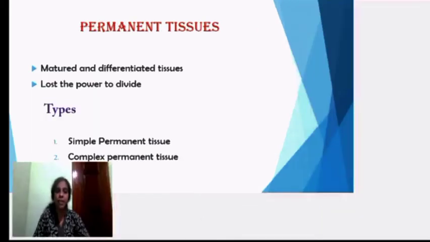Next come the permanent tissues. The meristematic tissues, when they divide and grow and attain maturity, will be differentiated into different types of tissues and they will lose the power to divide. These different types of tissues, when they lose the power to divide, are called permanent tissues. These permanent tissues are again divided into two types. They are simple permanent tissues and complex permanent tissues.